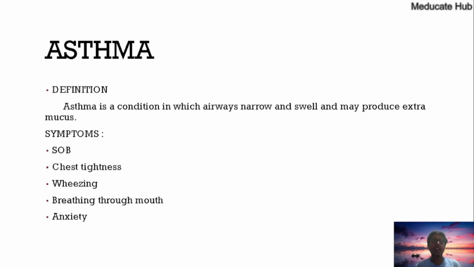So first we will see asthma. The definition of asthma: asthma is a condition in which the airways narrow and swell and may produce extra mucus. So this is one of the conditions of the airway. It will be narrow as well, and it may produce extra mucus. The symptoms of asthma are SOB, chest tightness, wheezing, breathing through the mouth, and anxiety. So these are all the symptoms of asthma.